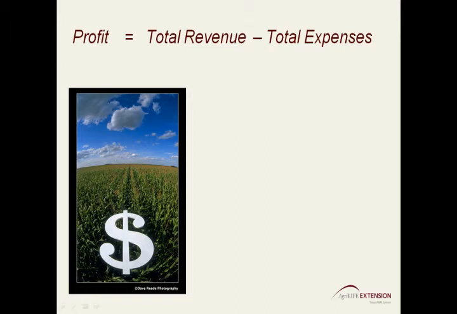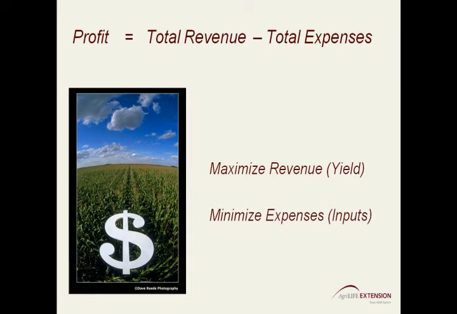Profit is simply expressed by this equation: total revenue minus total expenses. In agricultural production settings, we maximize the revenue by increasing yield, and we minimize expenses by controlling our inputs. For cotton, like all other crops, yield is directly related to the inputs. Therefore, it takes solid management decisions to optimize profits. For this example, we will use a total lint price of 60 cents per pound and a cotton seed price of $180 per ton.